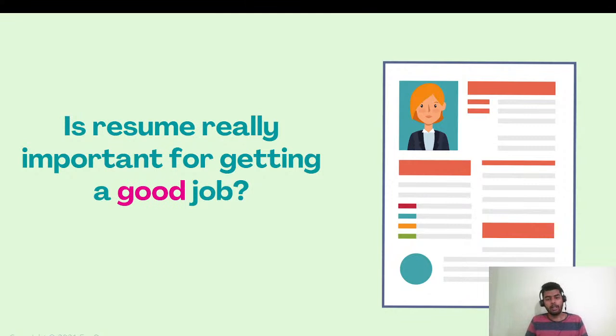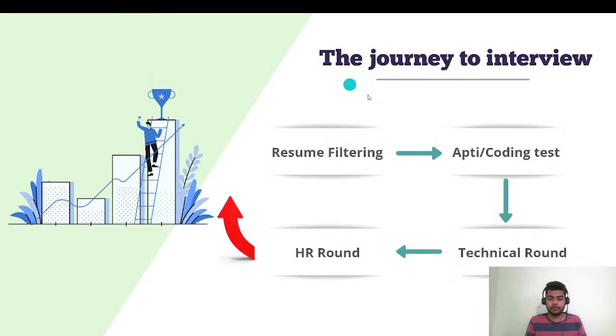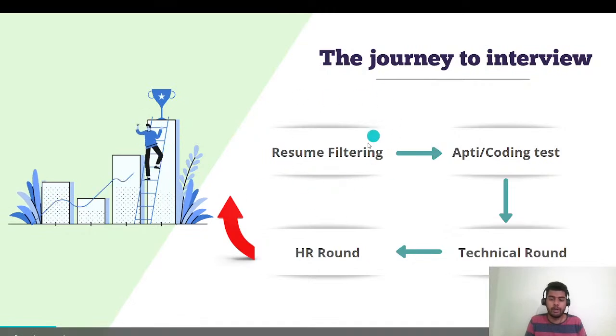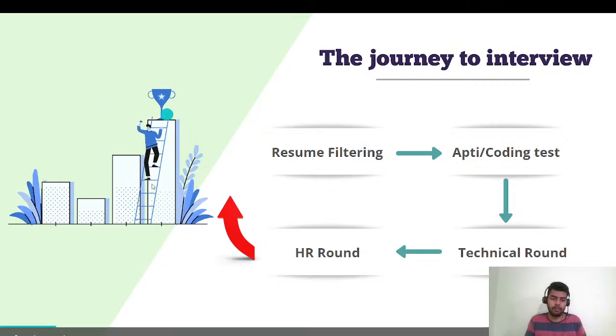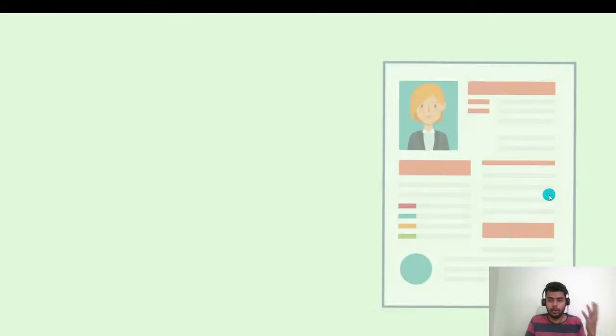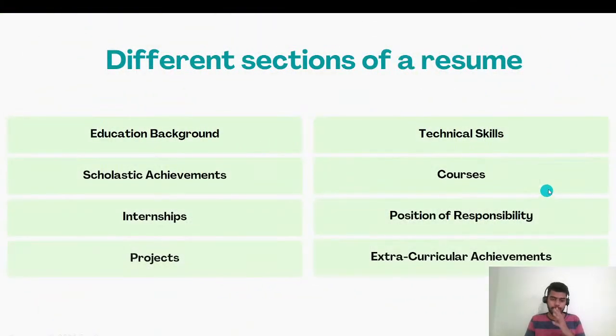That is why skills are important, communication skills are important, explanation is important, but the first important thing is the resume. As I said in the beginning, you have to pass through the resume filter round, then you get the coding and aptitude test, technical round, and HR round. If your resume is not getting filtered, you are not going to move to the next step, and obviously you are not going to get a job. So your resume should be good so that you can qualify all these rounds. Okay, enough about the background.